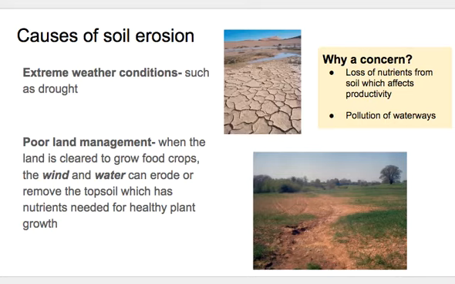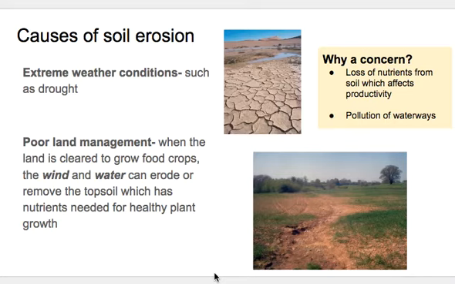Also, we want to look at the causes of soil erosion. So how is it caused? First of all, we're going to look at extreme weather conditions. So extreme weather conditions such as drought can cause erosion, as you can see in this picture here, but also poor land management. So plants hold soil in place, and when those plants are removed, so land might be cleared to grow food crops, the wind and water can erode or remove the topsoil, which has nutrients needed for healthy plant growth.